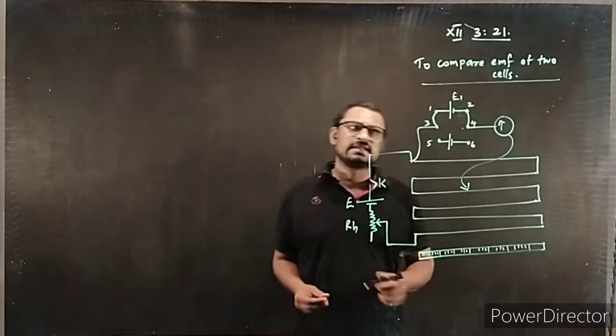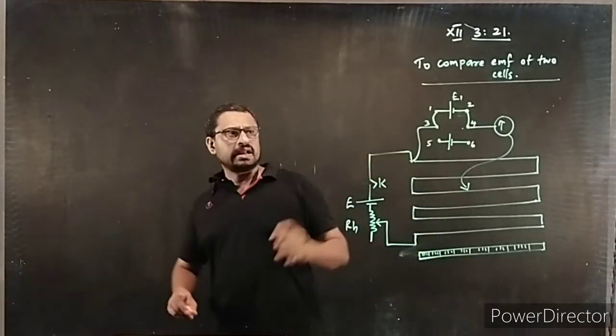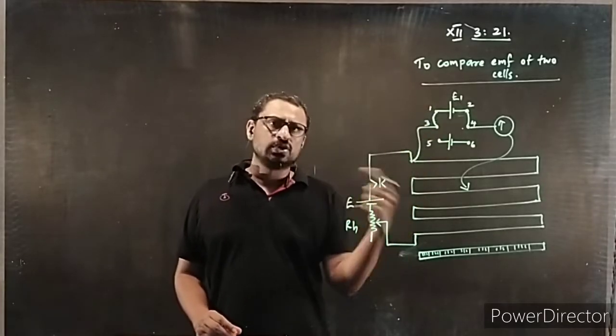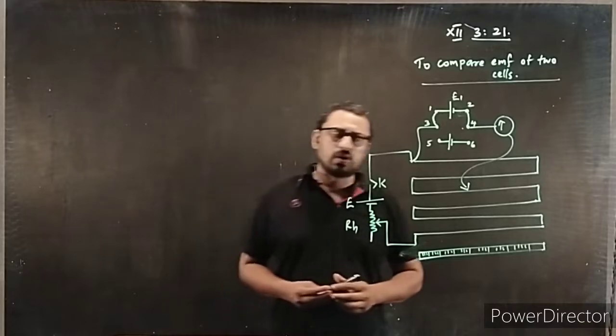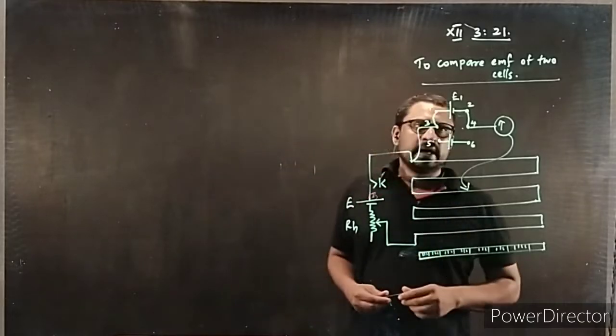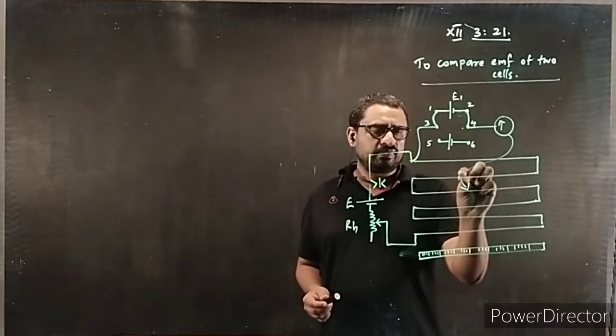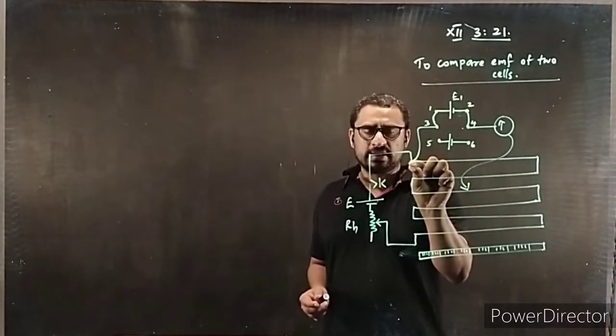See, when you're writing the exam, you have to say it in words. Connect between 1 and 3 and 2 and 4. Then what happens? E1 will be coming into play. And we will move the jockey. So actually, first you should touch the jockey here.